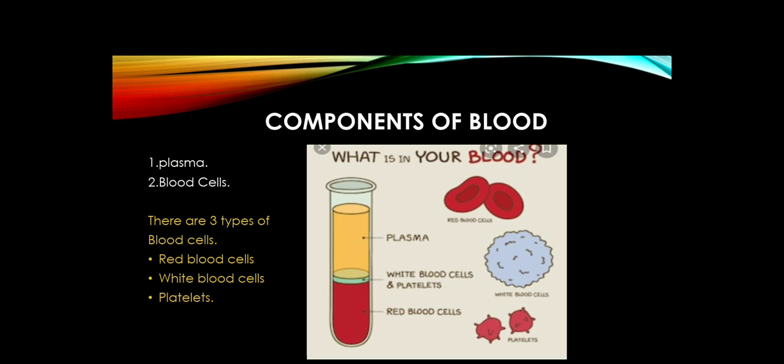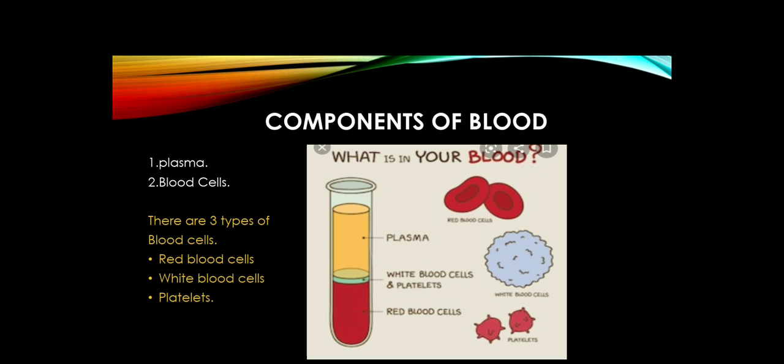Okay, so the basic thing I will repeat once again. What are the components of blood? Look at the picture: plasma and blood cells. So if you get a question, write the components of blood, you should write plasma and the blood cells. There are 3 types of blood cells: red blood cells, white blood cells and platelets.